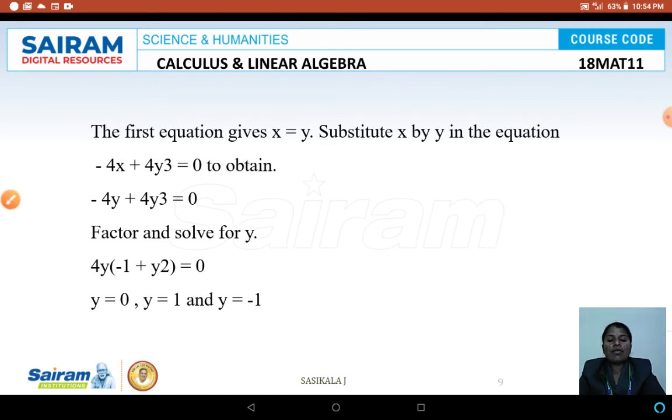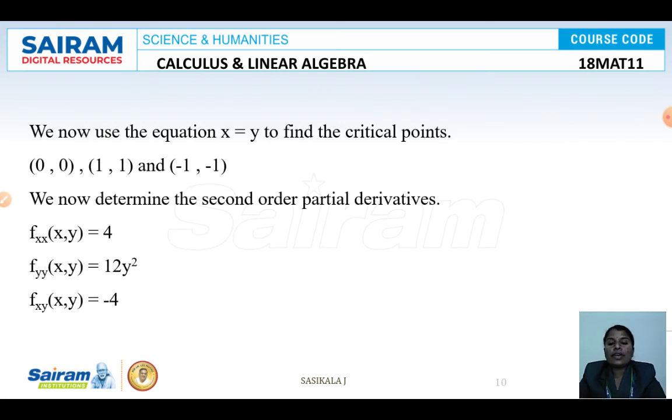So what points do you have? You got y equal to 0, 1, minus 1, and x equals y. So for all three, we get the critical points. Using x equals y, the critical points are (0, 0), (1, 1) and (minus 1, minus 1).